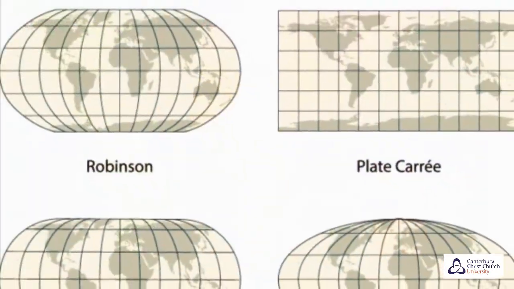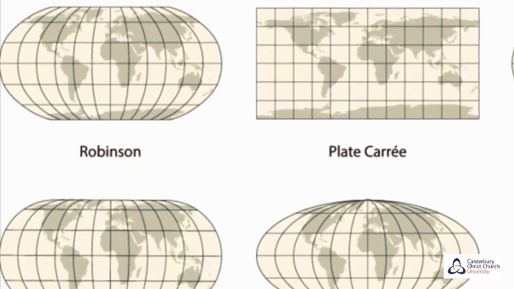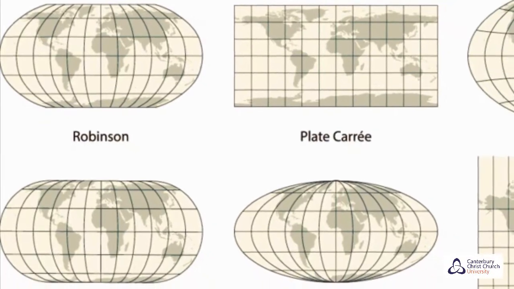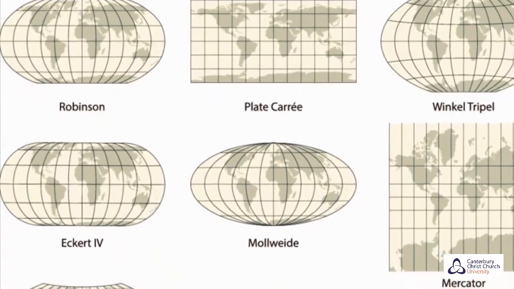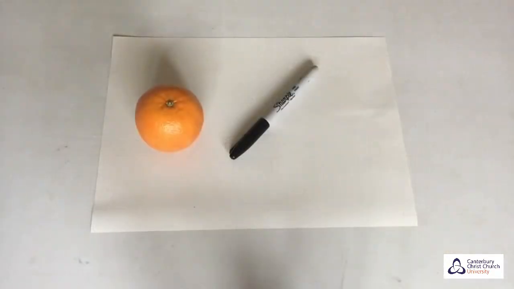So we have to be aware of the different distortions that are inherent to map projections and decide which is best according to the data we are trying to map. For this exercise though, what you're going to be doing is creating your own map projection by using a Satsuma, which is quite handy because it's in the shape of an oblate spheroid, just like the Earth, although a little bit exaggerated. You'll need a pen, a biro or ballpoint pen will do.